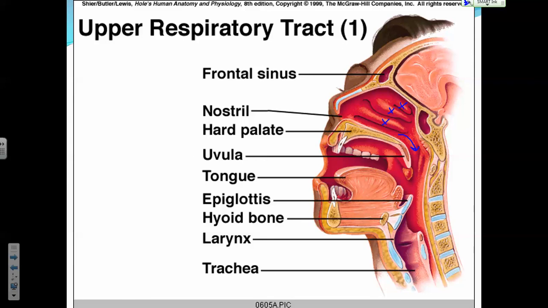The nasopharynx is the part that's above the roof of the mouth, right before you get to the nasal cavity. The oropharynx: when you open your mouth and look at your throat, you're looking at your oropharynx. It's behind the oral cavity. And then the laryngopharynx is behind your larynx, or the voice box. Nasopharynx, that's an N. Nasopharynx, oropharynx, laryngopharynx. Okay?